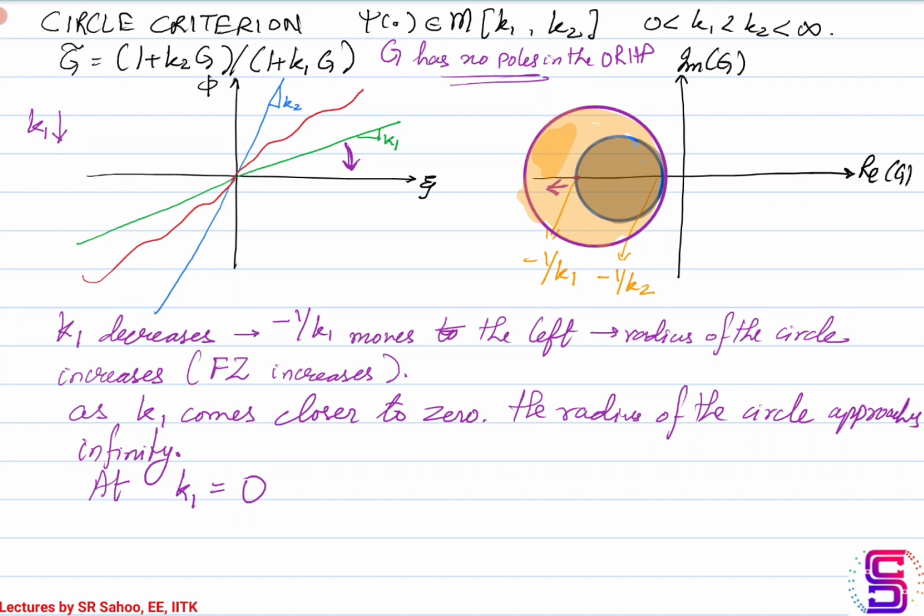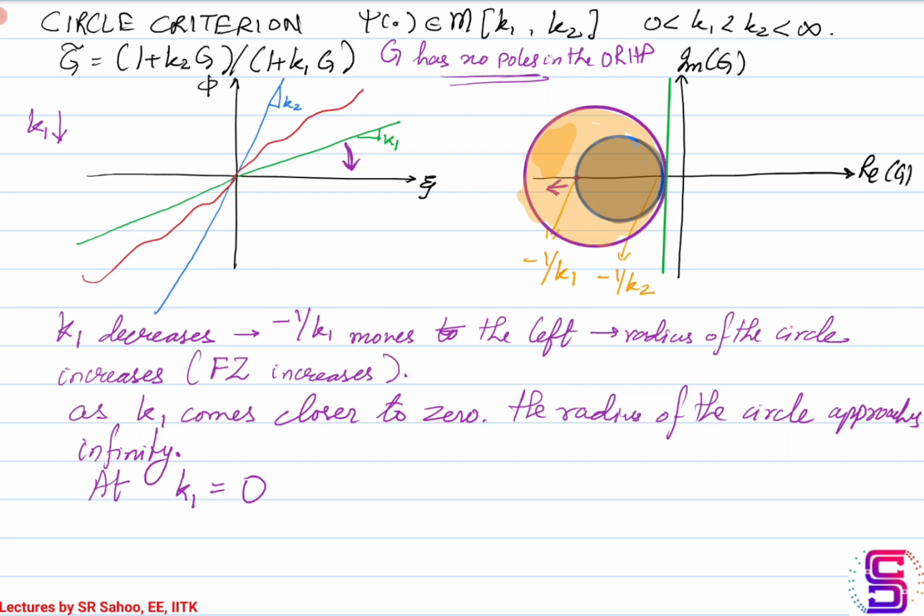Just my straight line is not that straight. Let's see if I can have a straighter line. So, passing through the point minus 1 by k2. This is the circle of infinite radius. The green straight line is essentially representing a circle of infinite radius. Notice that this straight line is parallel to the imaginary axis of the G(s) plane and is passing through the point minus 1 by k2 on the real axis.